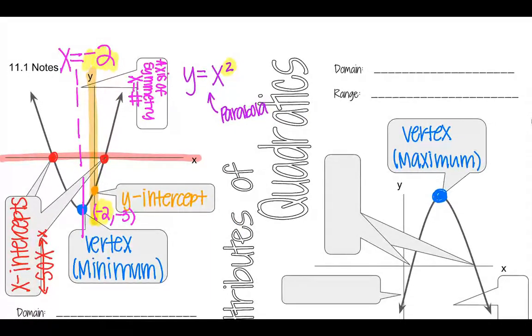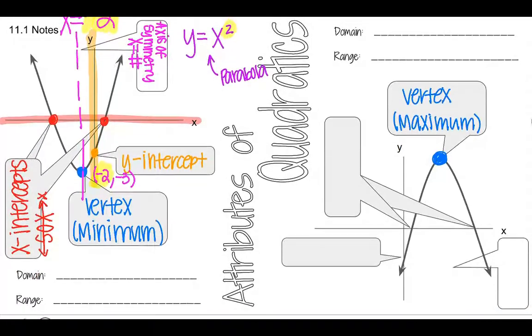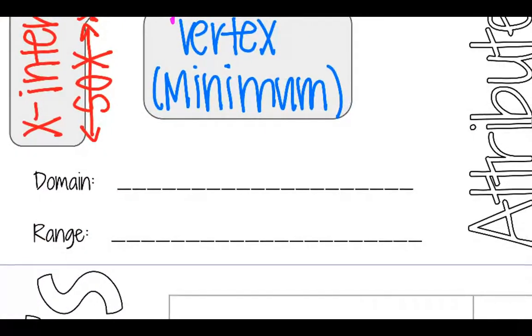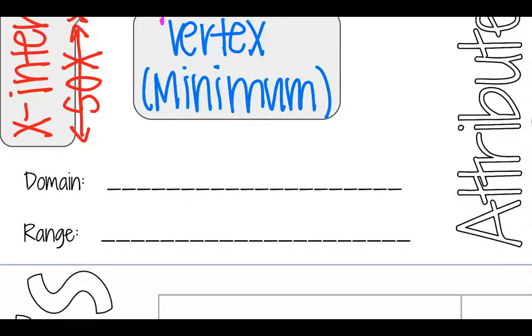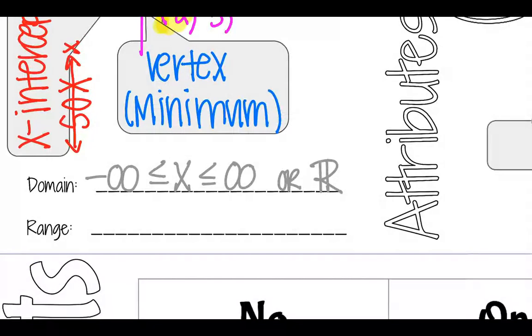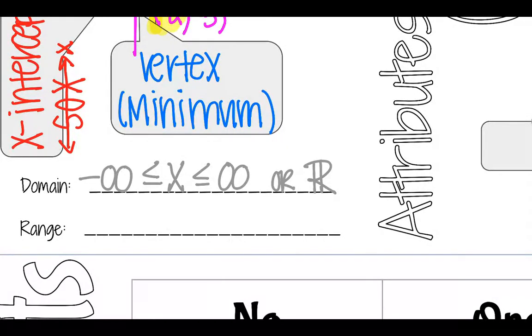I know, a lot of information, but again, you know x-intercept, you know y-intercept. The graph just looks a little bit different. We've got domain and range. Domain for quadratics is always, always, always -infinity to +infinity. Or you can say, if you want the fancy R, all real numbers. Always. That never ever changes.